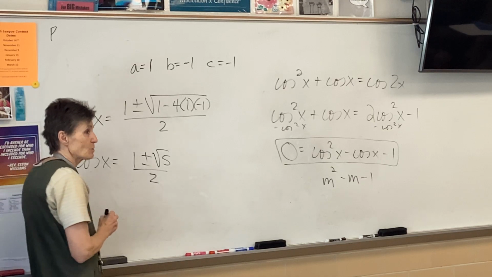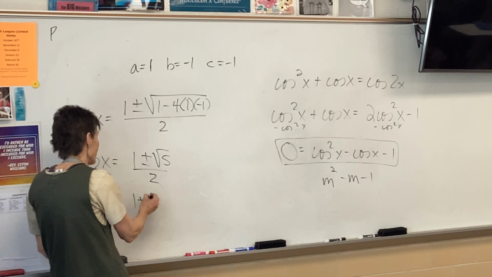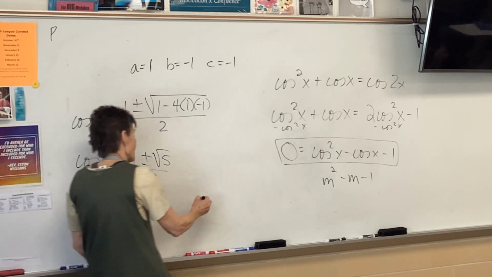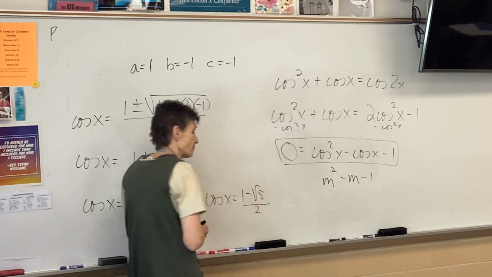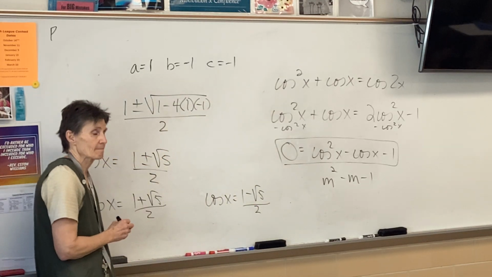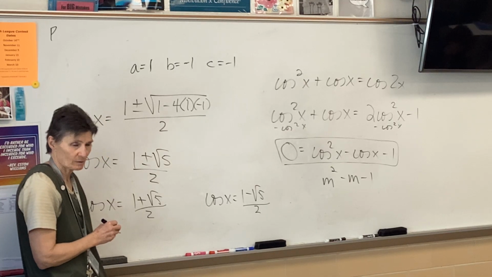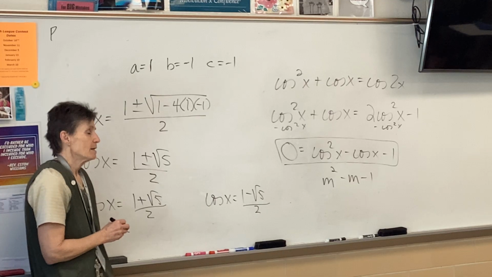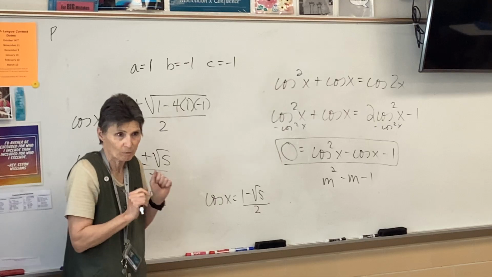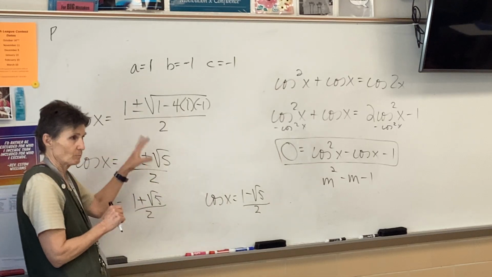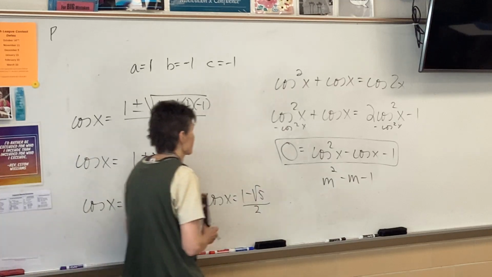So I'm going to separate that, and I'm going to have two sets of answers. Cosine is 1 plus root 5 over 2, or cosine is 1 minus root 5 over 2. Now we definitely need a calculator, because if we're going to do it by hand, it has to be like 1/2 and root 3 over 2. I don't know what these are. So I'm going to get a calculator out. I'm going to do this one first.